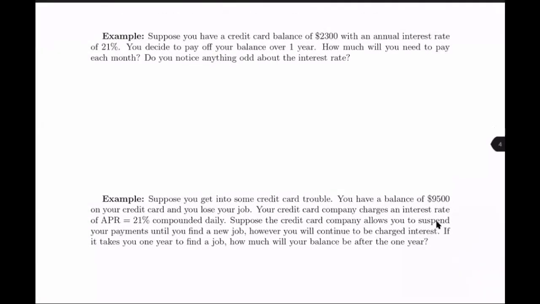The formula is going to be the same. So we'll assign our letters first, per usual. So P is 2,300, APR is 21%, so 0.21. Our time is a year, and our N is going to be 12.